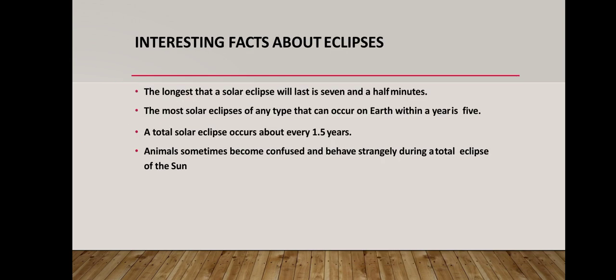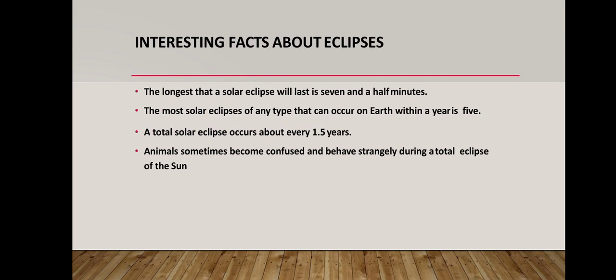And then we see the interesting facts about eclipses. The longest that a solar eclipse will last is 7.5 minutes. So the total duration of the solar eclipse is 7.5 minutes. The most solar eclipses of any type that can occur on Earth within a year is 5. That is the maximum, it cannot be more than 5 times. So it can occur from 3 to 5 times in a year.